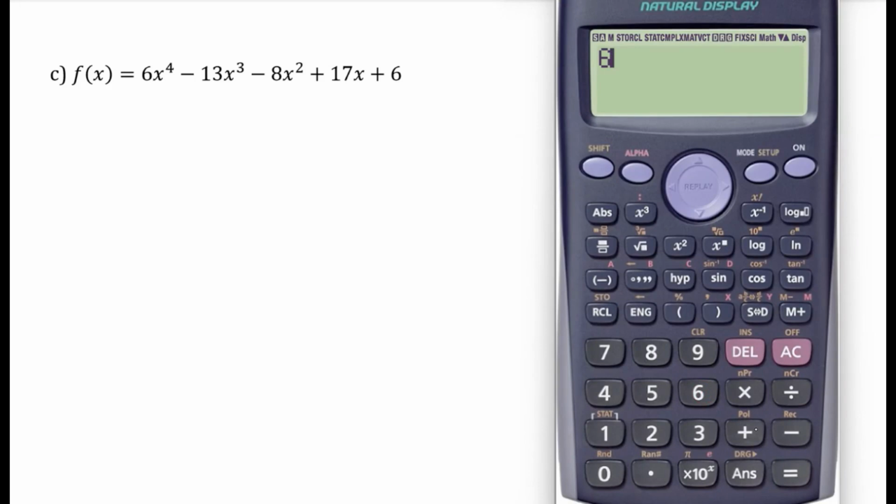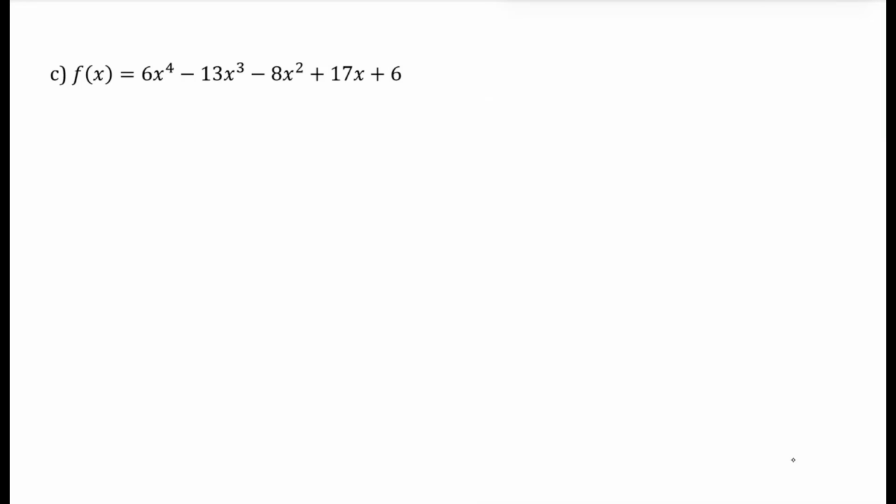So 6 plus 13, I flip the sign because putting -1 in is going to flip it, minus 8 minus 17 plus 6. If I type that in right, should give me 0. If you think you can do this, don't just copy me, go ahead.